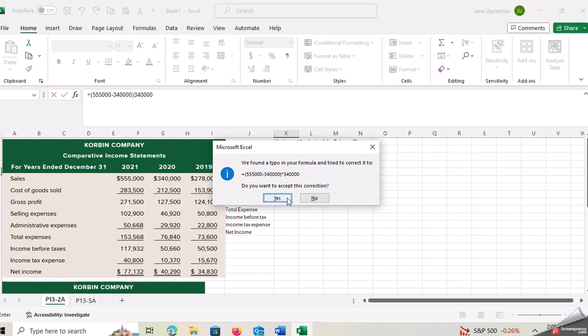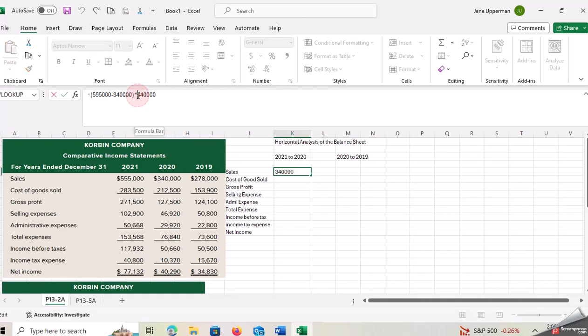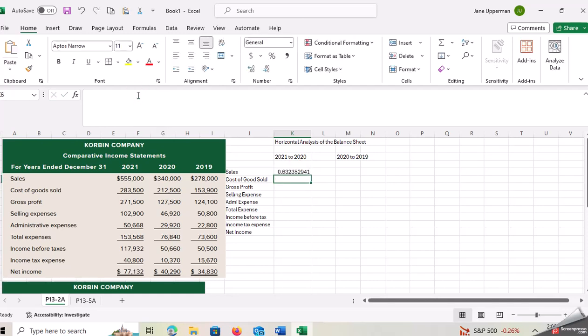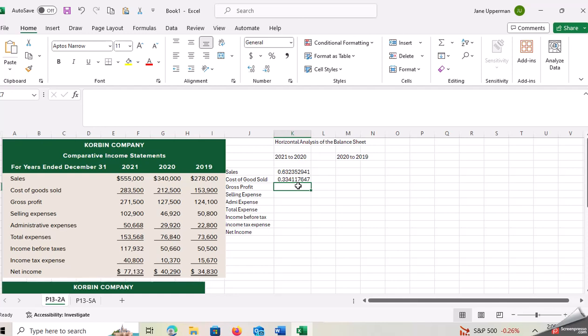Doesn't like my formula. No, I don't want to accept that correction. I want to make it divided by. And then notice it's going to be a percent. Now you have to do that for each line item. So equals cost of goods sold is 283,500 in 2021 minus 212,500 in 2020. Then we'll calculate that and divide that by the 2020 amount. And again, it's going to be a percentage.